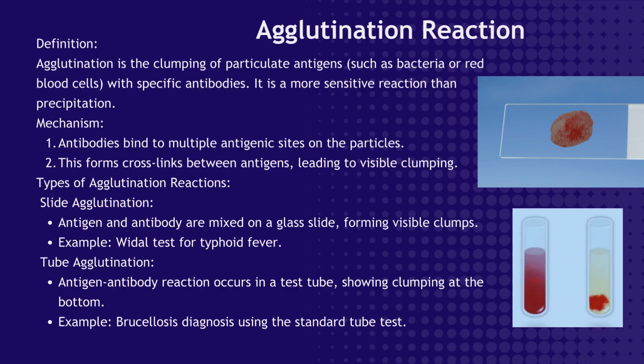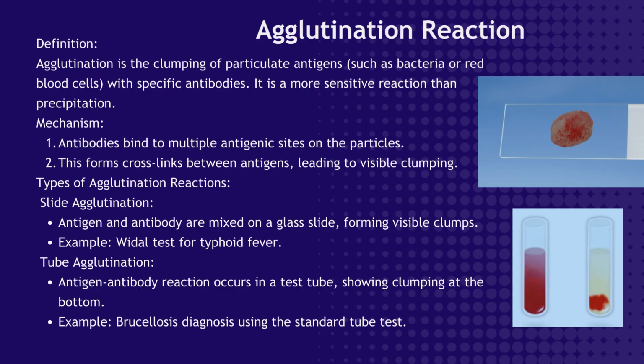Agglutination reaction. Definition: Agglutination is the clumping of particulate antigens, such as bacteria or red blood cells, with specific antibodies. It is a more sensitive reaction than precipitation. Mechanism: Antibodies bind to multiple antigenic sites on the particles. This forms cross-links between antigens, leading to visible clumping.